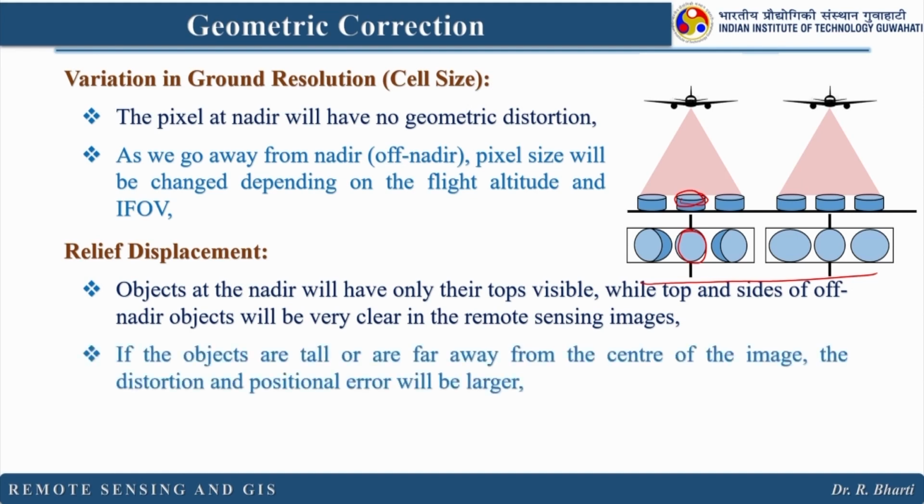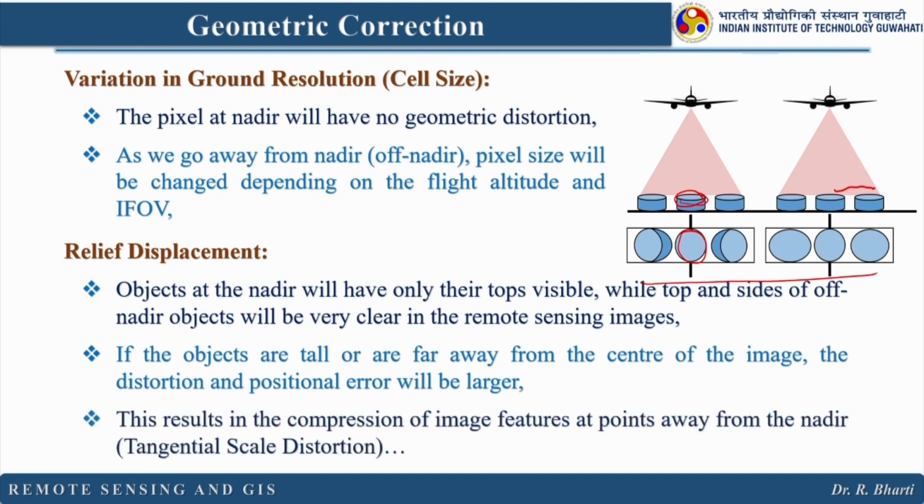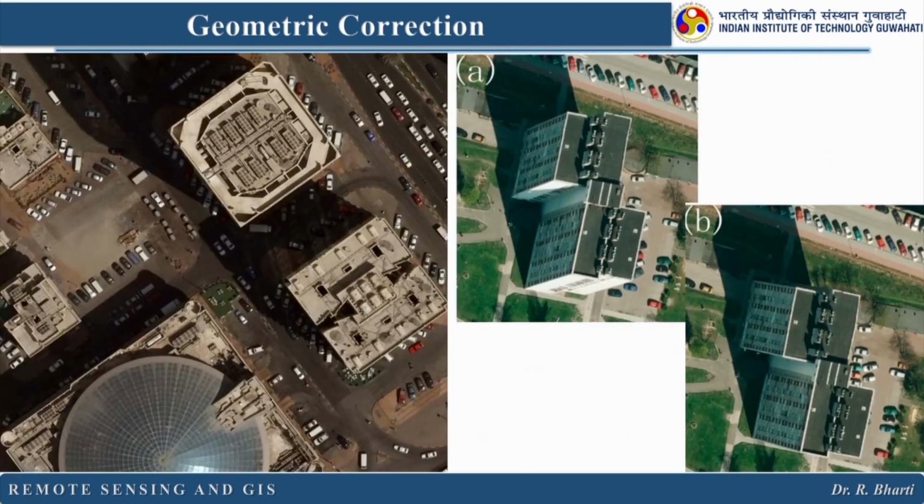Now, next is, if the objects are tall or are far away from the center of the image, the distortion and the positional error will be larger. Why? Because as you go away from the nadir, you will have more error. This results in the compression of the image features at points away from the nadir, that is known as tangential scale distortion. This is the example I have showed you earlier, and now this also explains the same logic, right.